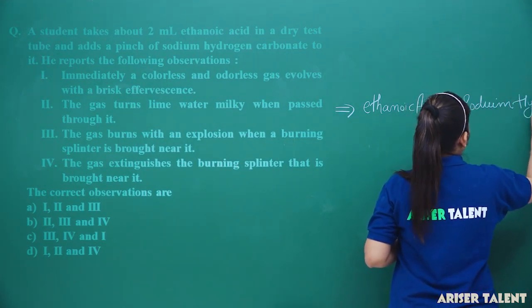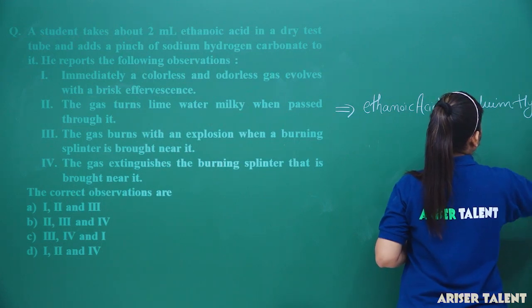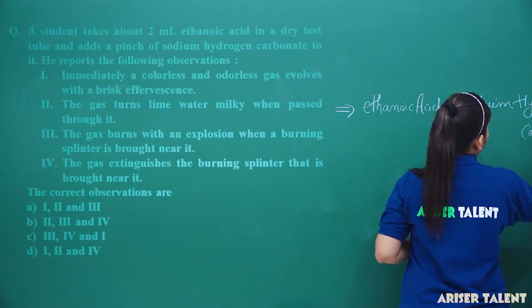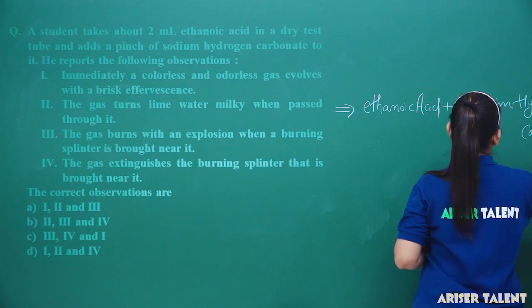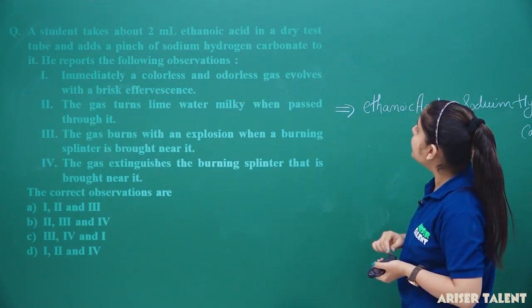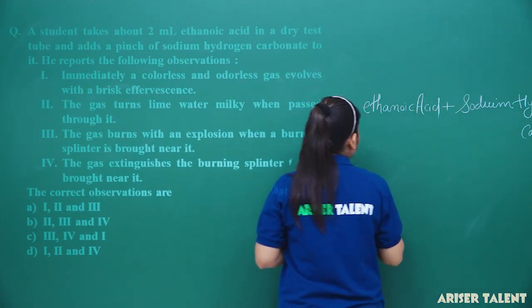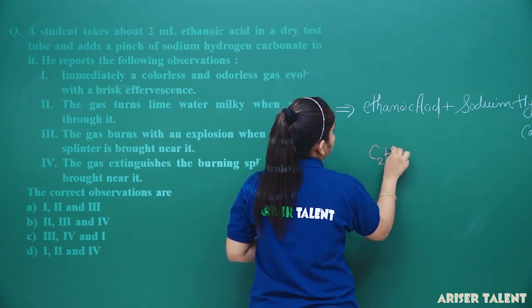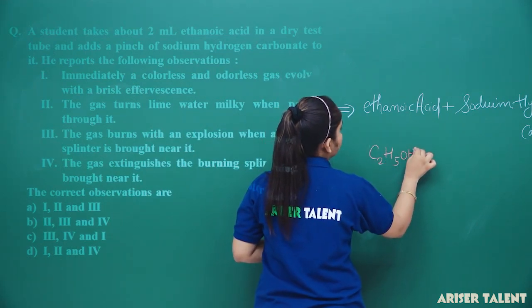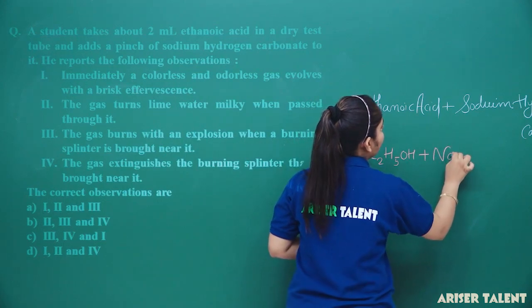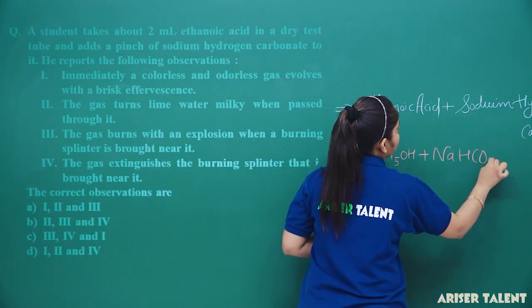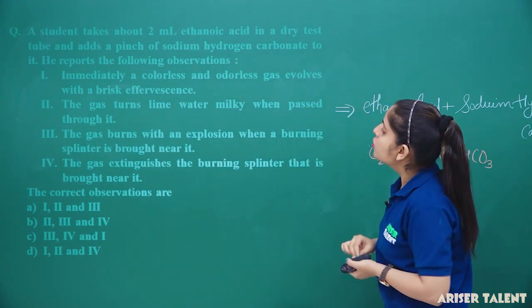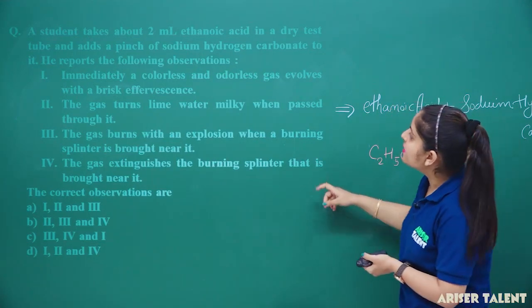Sodium hydrogen carbonate. Now what will happen in this case? Ethanoic acid is basically C2H5OH plus sodium hydrogen carbonate, which is NaHCO3. So what will be the observations in this case?